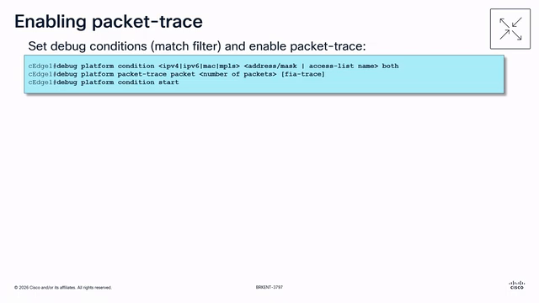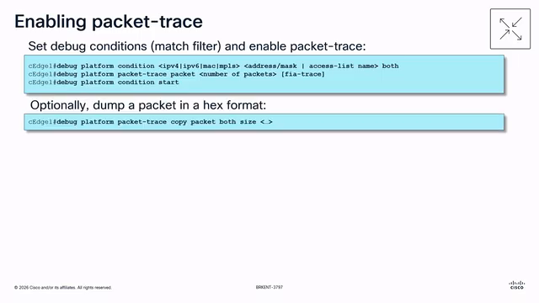And then you need to tell the tool how many packets you want to trace, because we don't want to trace indefinitely. The maximum number of packets you may trace at once is 8,192, and then this is how you start it, right? If you also want something similar to a packet dump, you can also dump packets in the hex format.